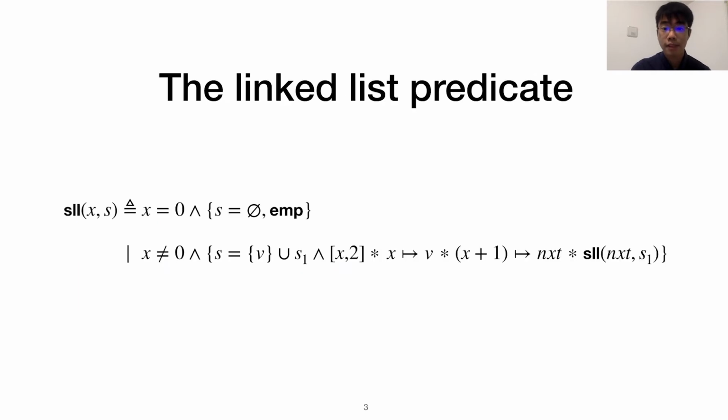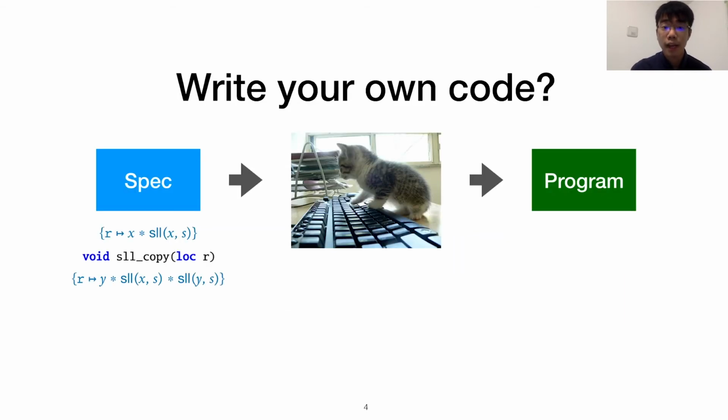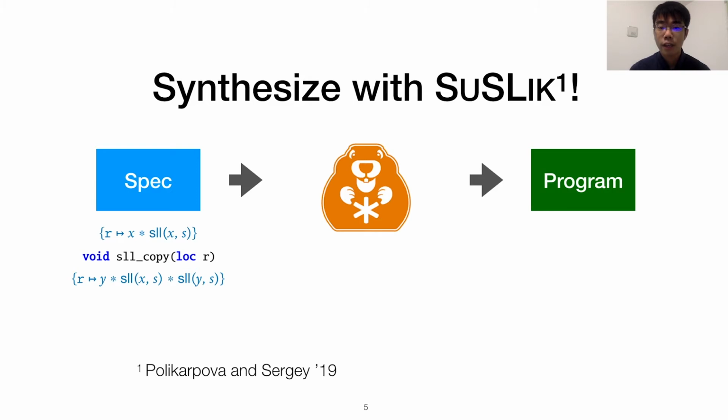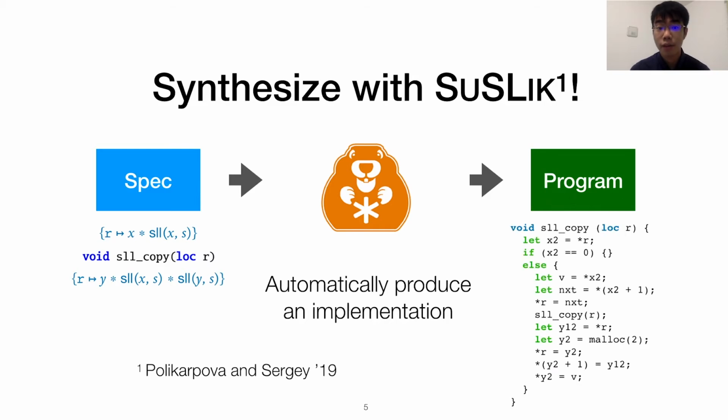The linked list predicate is defined with two constructors, an empty case when x is a null pointer, and a non-empty case when x points to the value at the head of the list and x plus 1 points to the tail. At this point, any other developer would roll up their sleeves and start coding. But you know better than that. Instead, you feed the specification to Syslic, a program synthesizer that can automatically produce an implementation from a user specification. And voila, you get a list copying program.